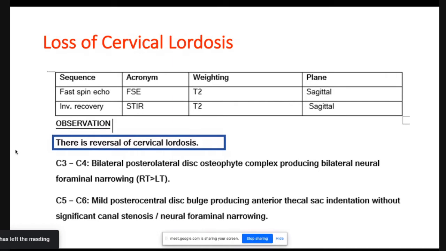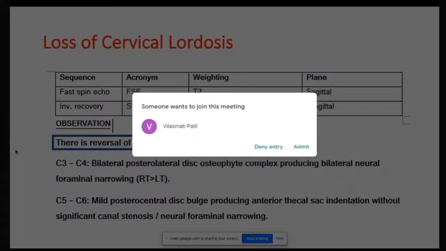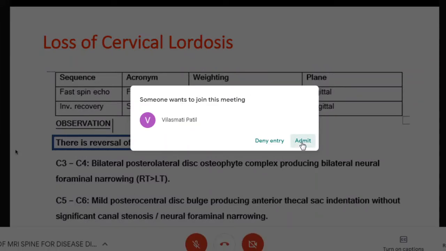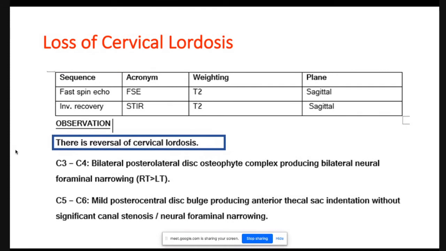They are telling us the normal lordosis of the C spine is lost. That's the first term. Reversal of cervical lordosis is the opposite of lordosis, meaning it might have happened with cervical kyphosis. That's why the patient comes to you with these two reports with these two terminologies. No need to get any confusion. Both are the same. There are a lot of reasons which can cause loss of cervical lordosis.